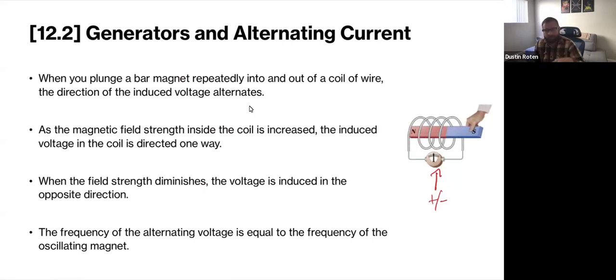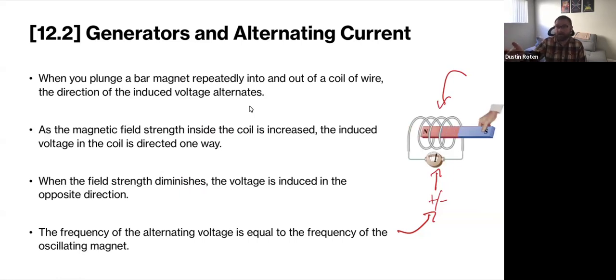So the frequency, how fast this happens, the frequency of the alternating voltage is equal to the frequency of the oscillating magnet. If you wanted 60 hertz alternating current, which is what's coming out of your wall outlet at home, you'd have to move that magnet back and forth essentially 60 times a second.